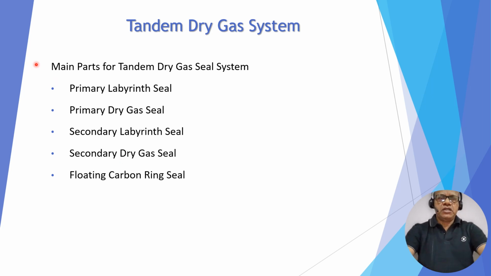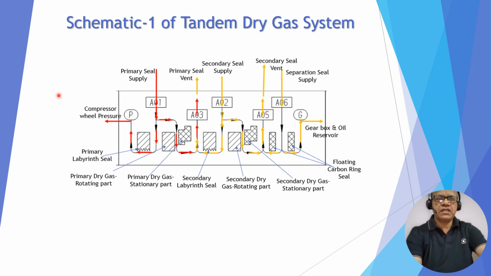The main components of a tandem dry gas seal are a primary labyrinth seal, primary dry gas seal, secondary labyrinth seal, secondary dry gas seal, and floating carbon ring seal. So in total, five types of components are used for the tandem dry gas seal system. Let's understand the first schematic for the tandem dry gas seal.